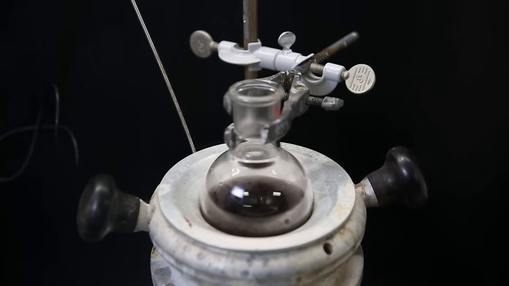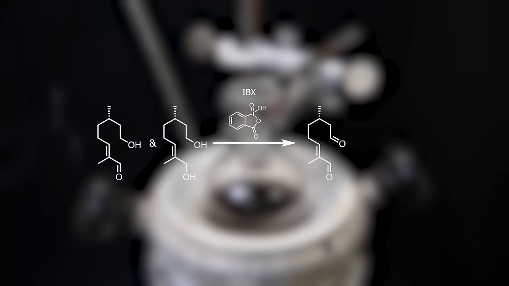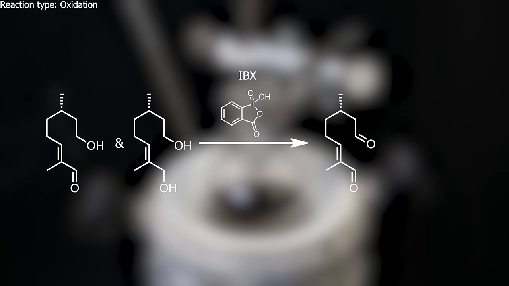I then leave it to stir for 3 hours at 60°C. This reaction is a simple oxidation, where the oxidizer IBX oxidizes the alcohol groups of both molecules to aldehydes, turning both into the desired dialdehyde product, which is called 8-oxocitronellol.